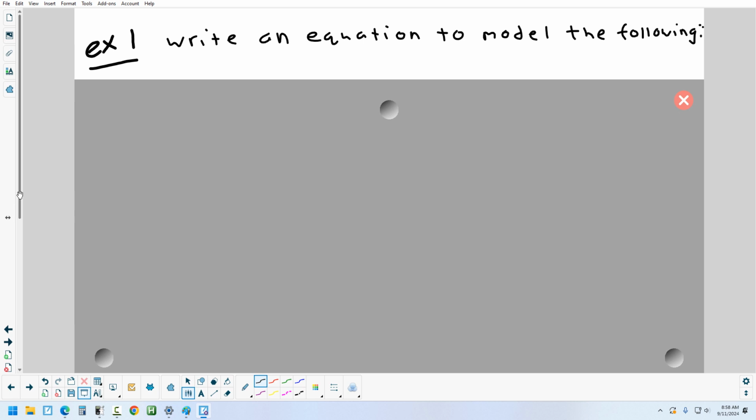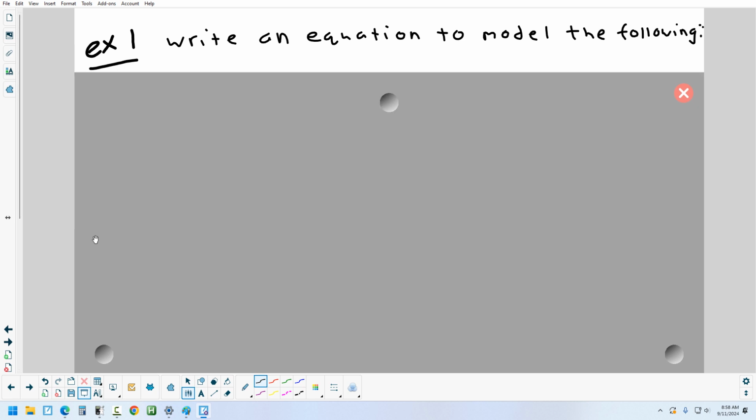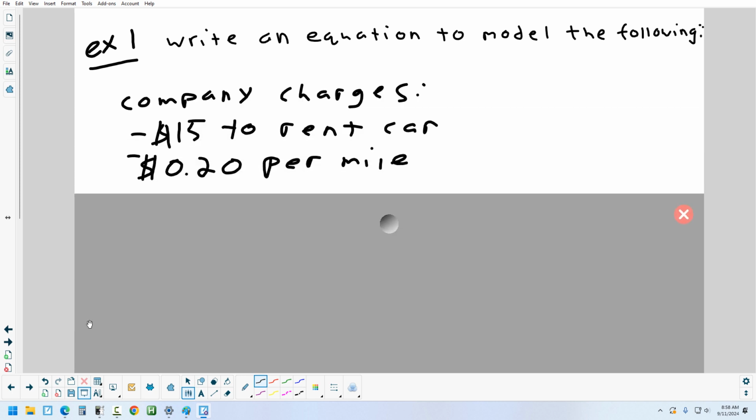Okay. So we're going to look at a problem. This particular problem doesn't have a formula that's already well known. It's not like we can just use the Pythagorean theorem to solve it. It's going to be a formula we have to come up with that's special to this problem, and it needs to represent this situation. So there's a company that charges $15 to rent a car, and then they charge 20 cents for every mile that you drive the car.